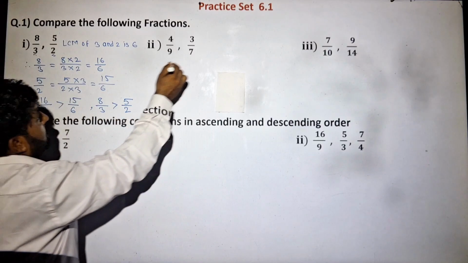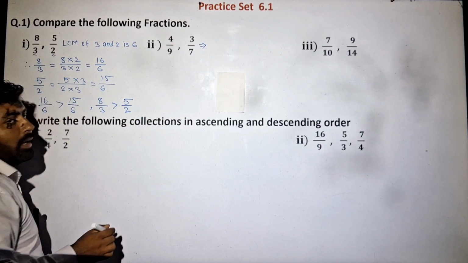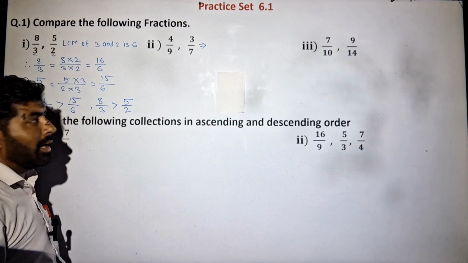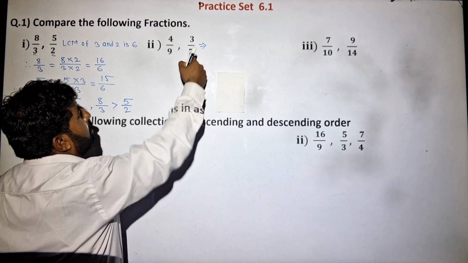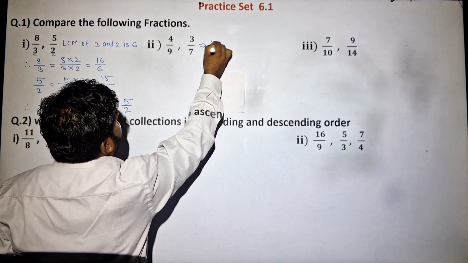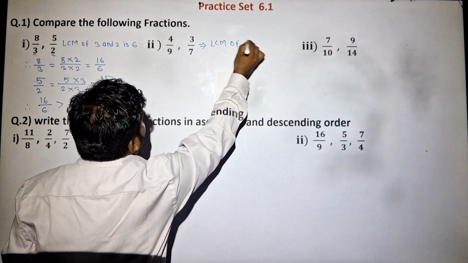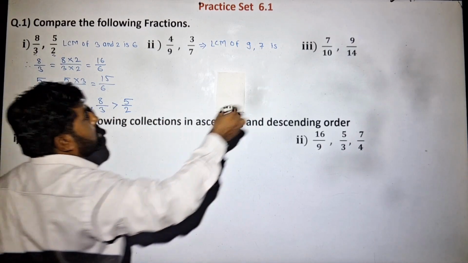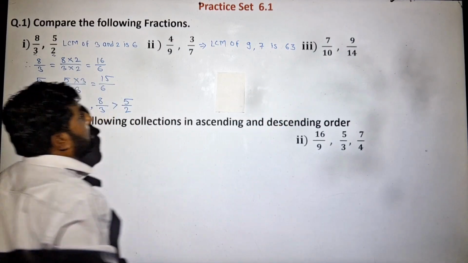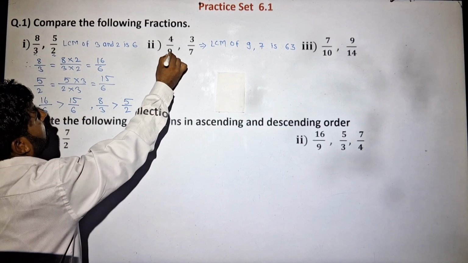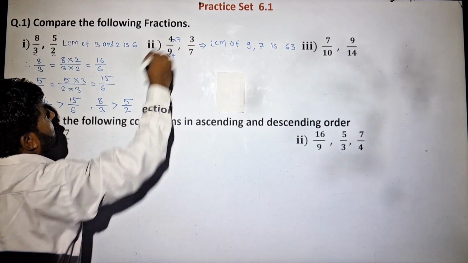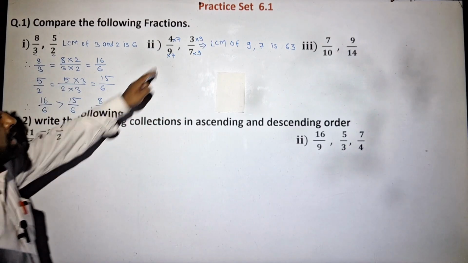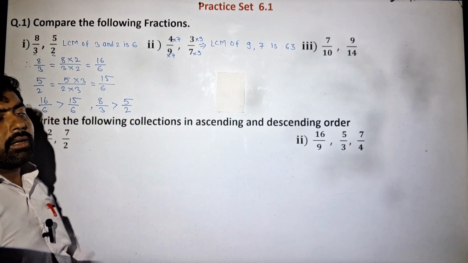Now question number two. Here also 4 by 9 and 3 by 7 are unlike fractions. First we convert them into like fractions. We take the LCM of 9 and 7, which is 63. We multiply 4 by 9 by 7, and 3 by 7 by 9. We get 9 times 7 is 63 and 7 times 9 is 63, so the denominators are the same.